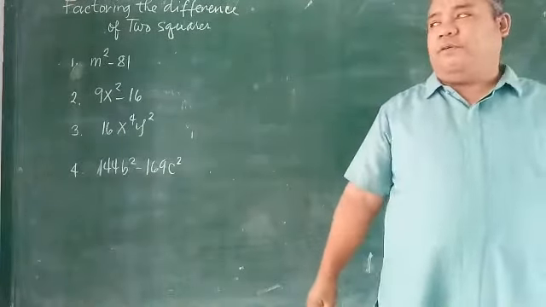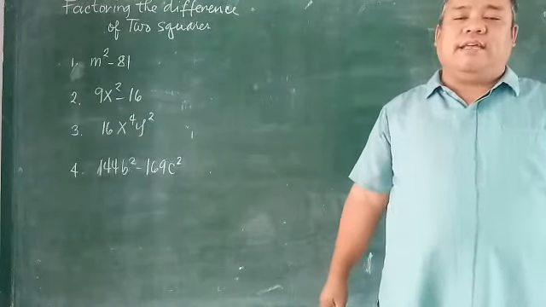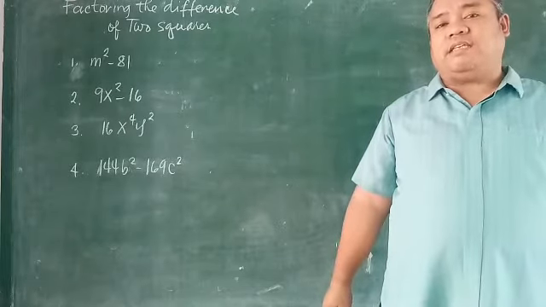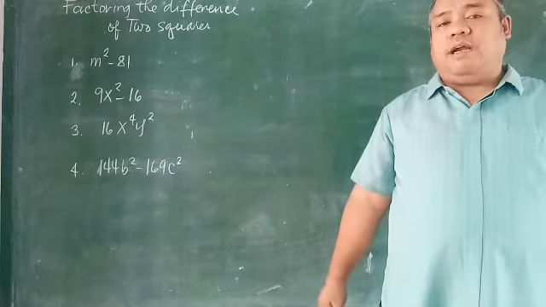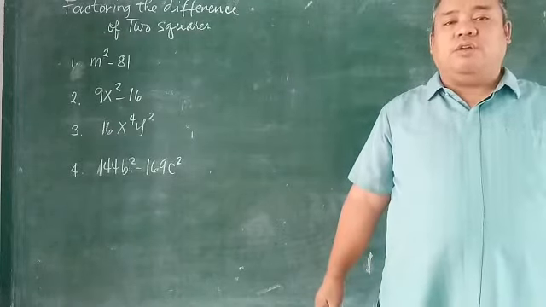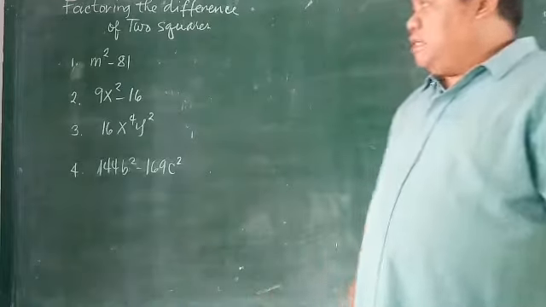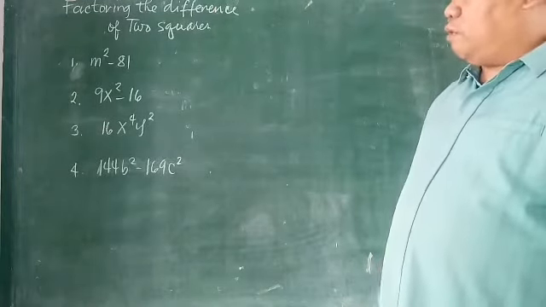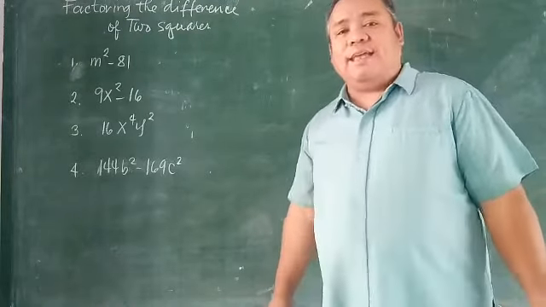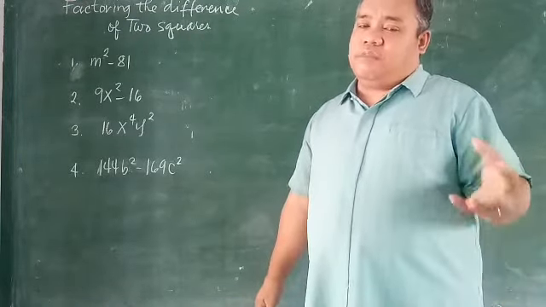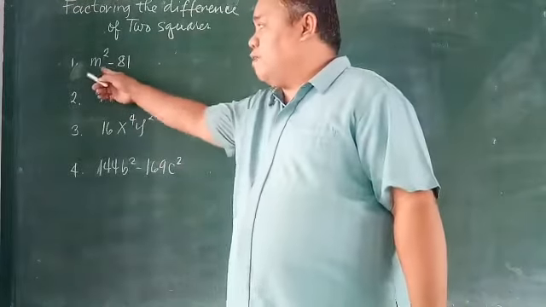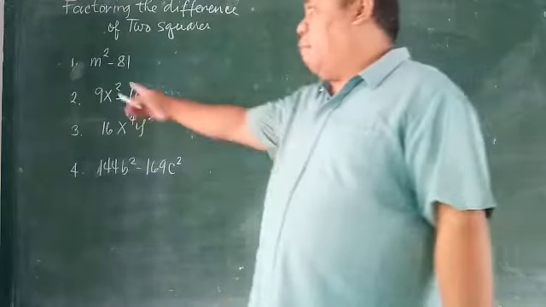On to our next discussion. Remember, class, that in last week's modules, we discussed how to multiply special products. This day, we are reversing those lessons. This time, we're not going to multiply, but we're going to factor those special products. Now, we're going to discuss factoring the difference of two squares. We can say that the expression is a difference of two squares when it contains two perfect squares separated by a minus sign.